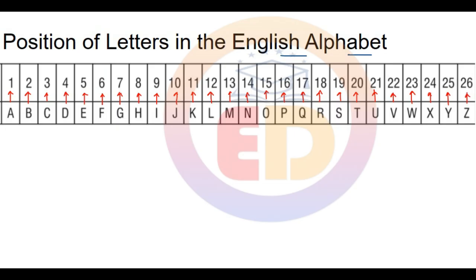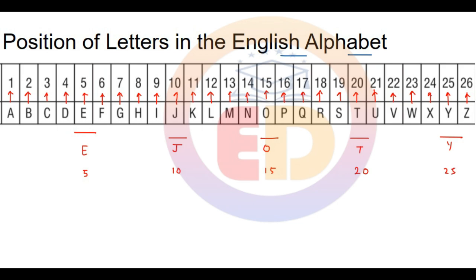Z is 26. Now it is very important for you to solve the coding and decoding questions. You should learn the numbers of these letters. And the easy approach to learn them is just to remember these 5 alphabets: E, which is number 5, J, which is number 10, O, which is number 15, T, which is number 20, and Y, which is number 25. So you can remember this as EJOTY.